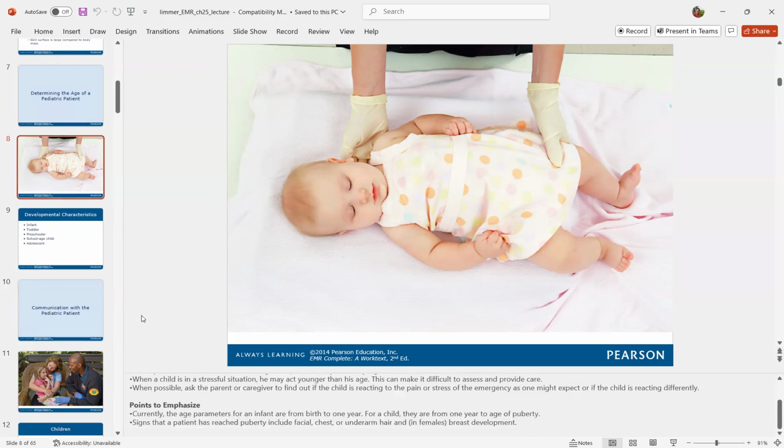Currently, the age parameters for an infant are from birth to 1 year. For a child, they're 1 year to the age of puberty. Signs that a patient has reached puberty usually include facial hair, chest and underarm hair, and, in females, breast development.